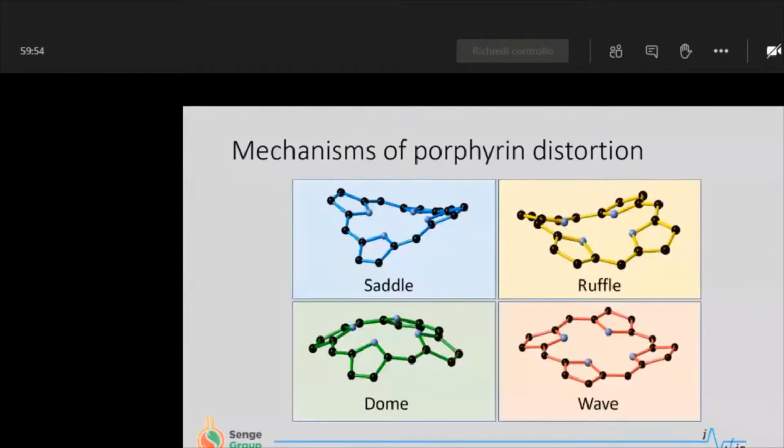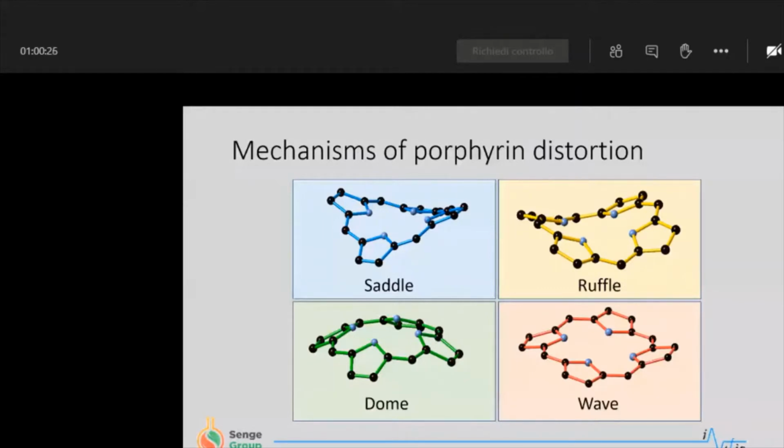A general note on how porphyrins distort. There's a number of methods, but these are probably the most common, and each has a particular symmetry representation. I'll refer to these a touch through the rest of the talk, but it's not important to keep them in mind. Generally, the out-of-plane distortions are a little more easily accessed than the in-plane distortions.